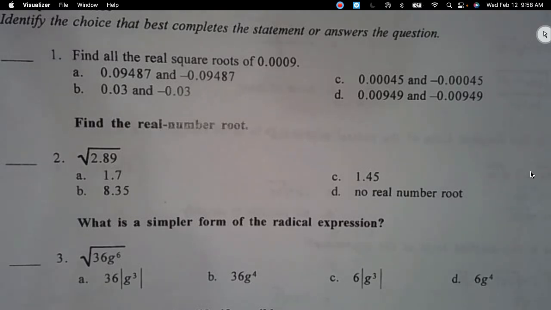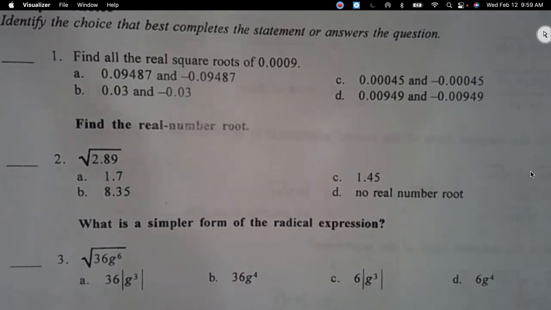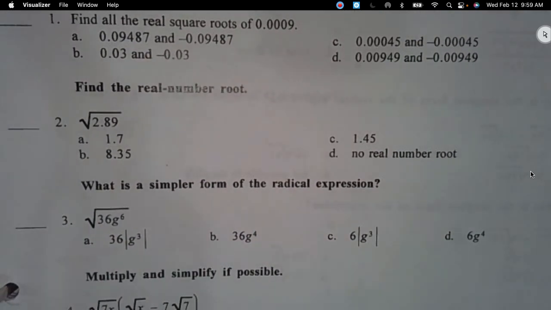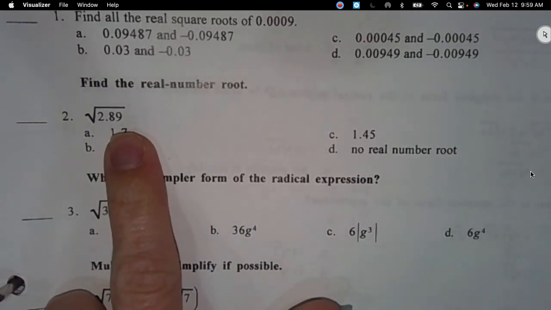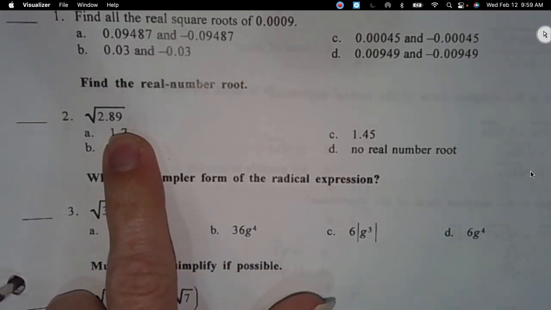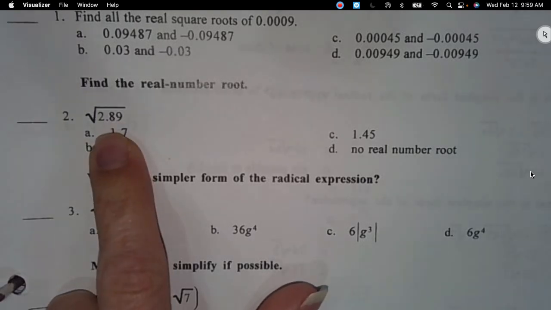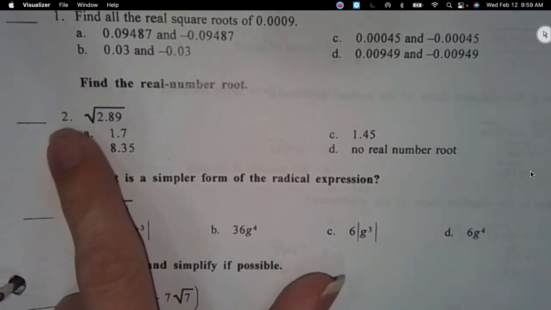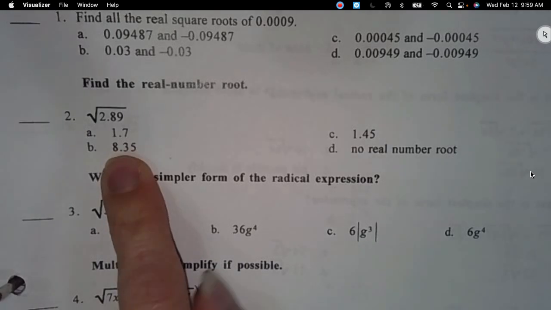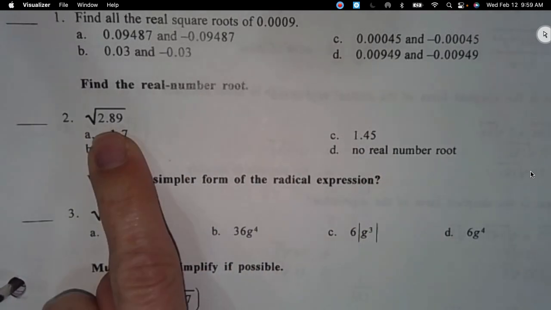Yes, I can. Okay. It's like number 1. There's one like number 1. There's one like number 2. You take the square root. Type it in your calculator. The square root of 2.89. What is it? 1.7. It's just 1.7 because 289 is a perfect square. So it's 17. But that's why it's 1.7. It would be no real number root if that was a negative.